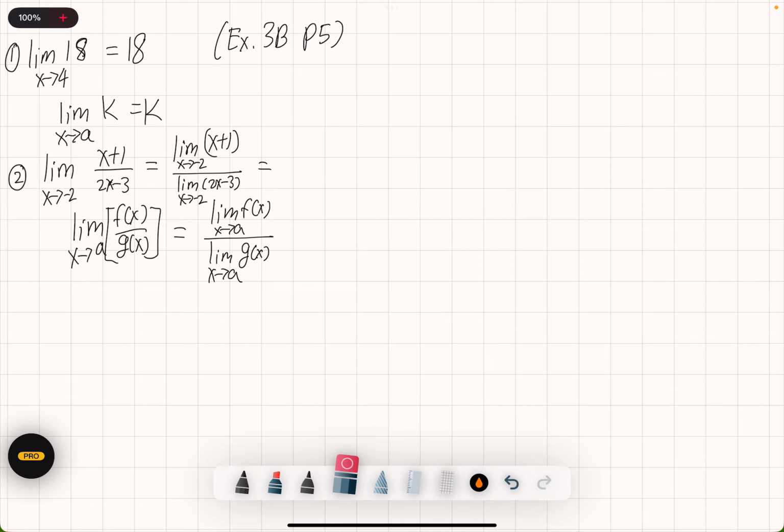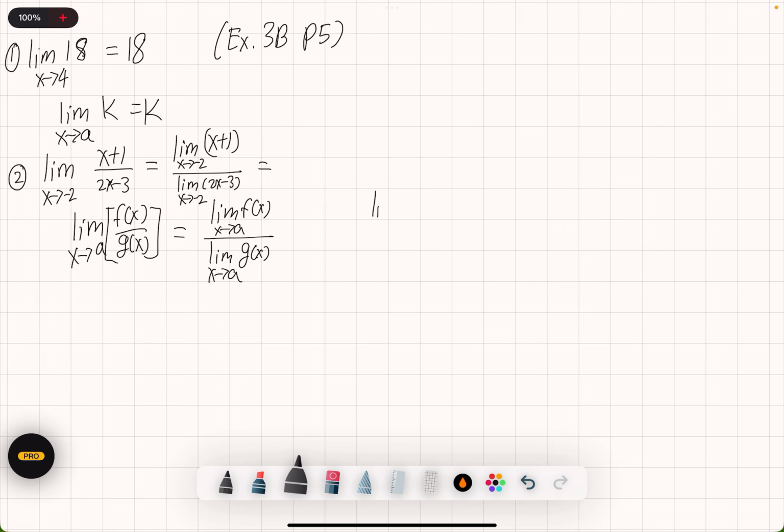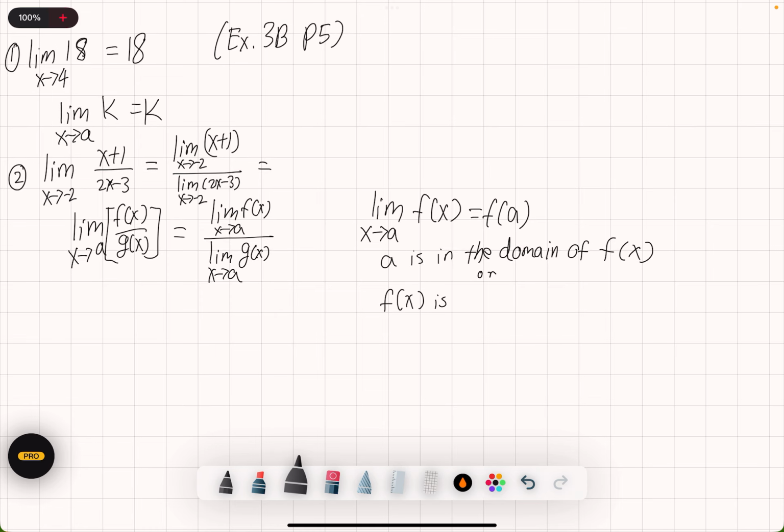Okay, we can evaluate this using the fact that we know that the limit of f of x as x approaches a equals f of a as long as a is in the domain of f of x, or you can say f of x is continuous at x equals a. Or basically you could say this is true as long as f of a exists.